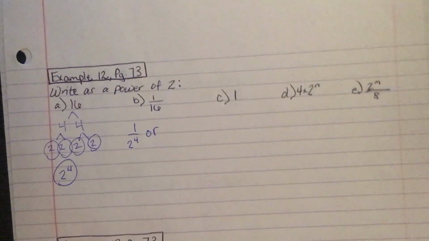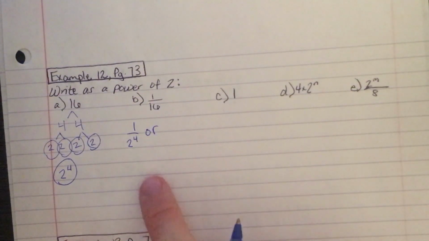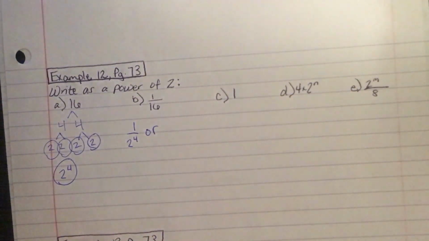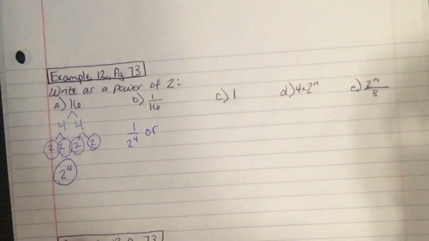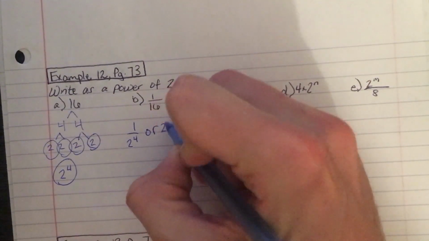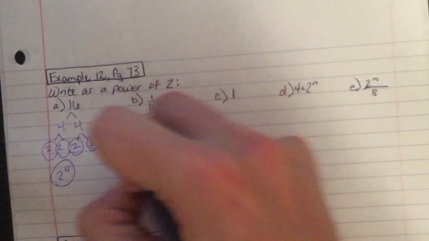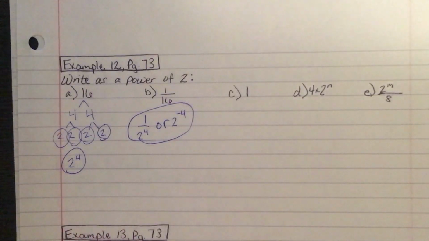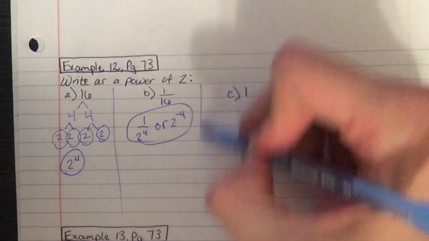Or think to yourself about that property that we just went over. You could also see this represented as 2 to the negative fourth power. Either one of those would be perfectly fine.